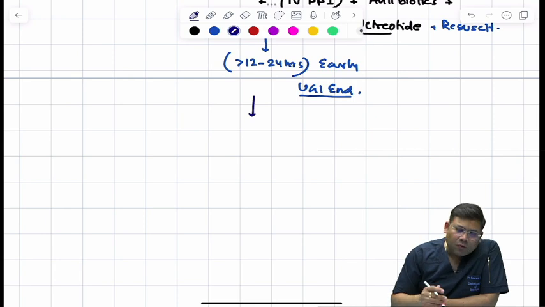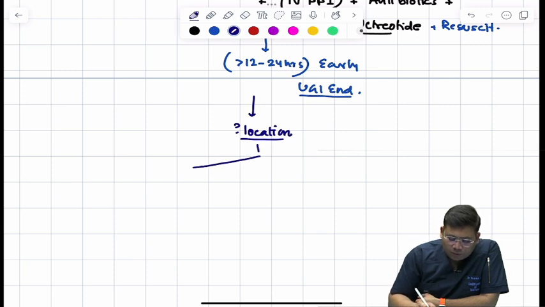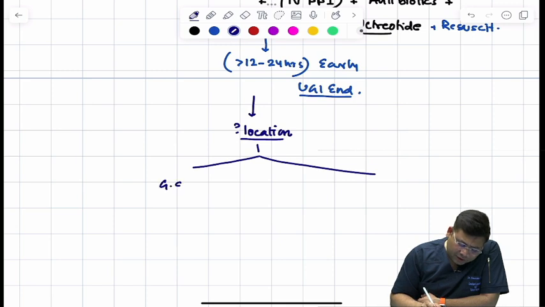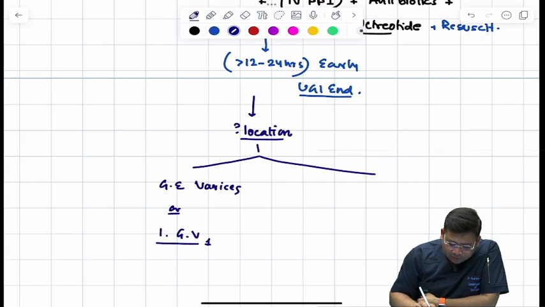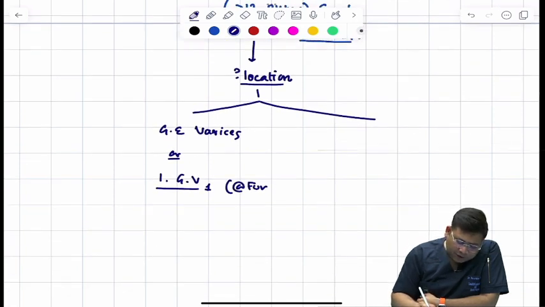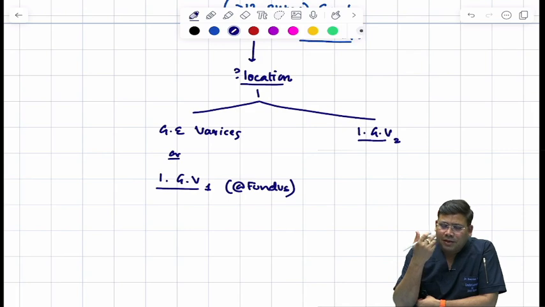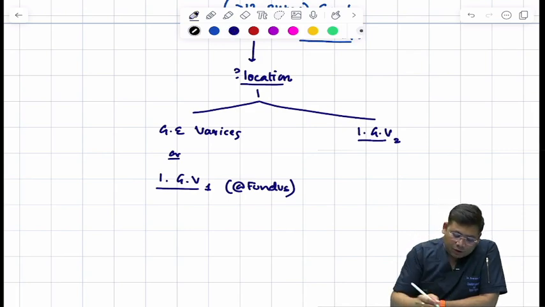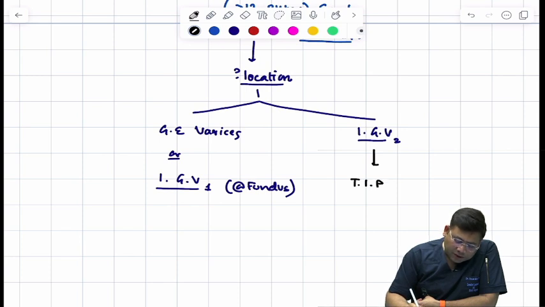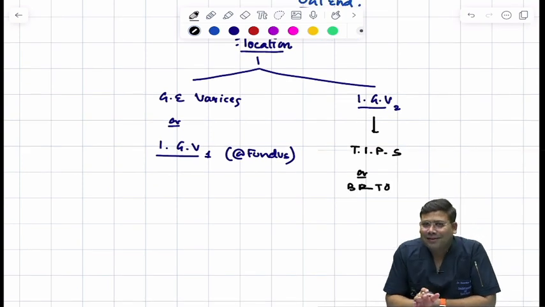Now the very next thing is, when you go for upper GI endoscopy, what is the location of the bleeders? There are two important things. It could be the GE junction, gastroesophageal varices, point number one, or it could be isolated gastric varices type 1. What is isolated gastric varices type 1? We mean that they are at the level of fundus or proximal stomach. If it is isolated gastric varices type 2, that means anywhere other than the fundus, for those patients we have to go for TIPS. This is important. Or you can go for BRTO. For them, endoscopic variceal ligation is of minimal use.